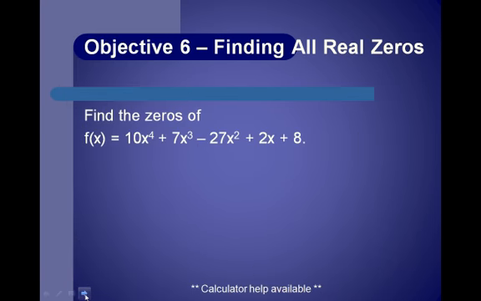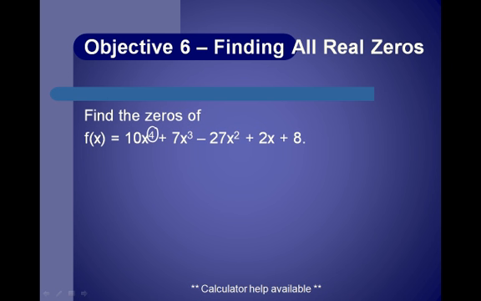Okay, let's do another one. Find the zeros of f of x equals 10x to the 4th plus 7x to the 3rd minus 27x squared plus 2x plus 8. Again, we can look at this because the highest power is 4. We are looking for 4 solutions.